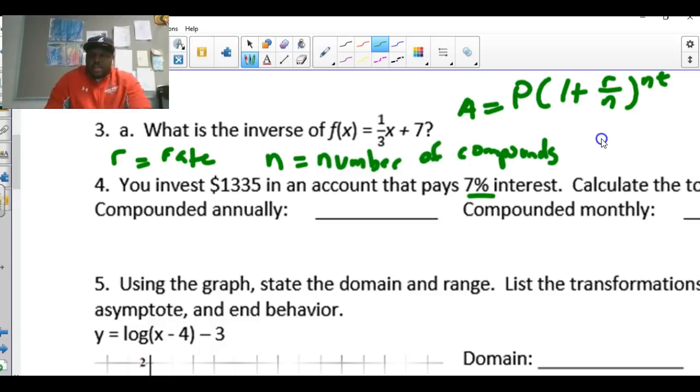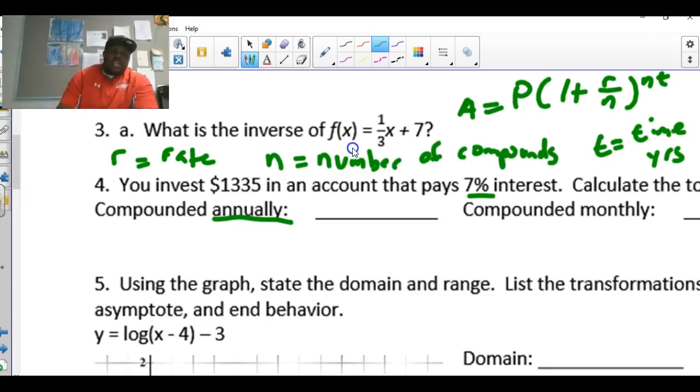All right, and T is your time. But it must be years, okay? It must be time in years. So this one says annual. If you think about it, annual means once, once a year. So that means annually our N is going to be 1.